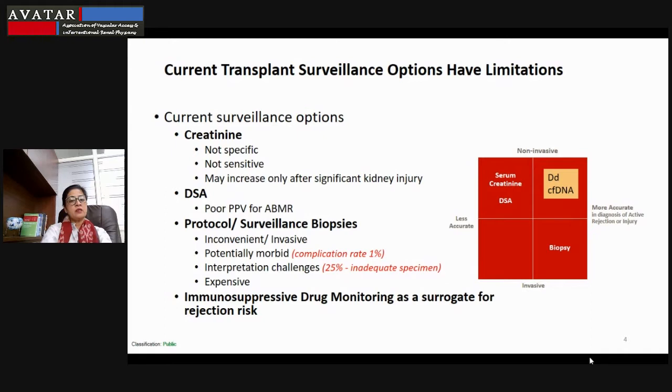We have the serum creatinine, which is not specific, not sensitive, and may increase only after significant kidney injury. The DSA has a poor positive predictive value for ABMR, and surveillance biopsies are invasive, not without complications, and there are interpretation challenges. Immunosuppressive drug monitoring can act as a surrogate marker for rejection risk. But what we have as of today, a non invasive, more accurate biomarker is the donor derived cell free DNA.